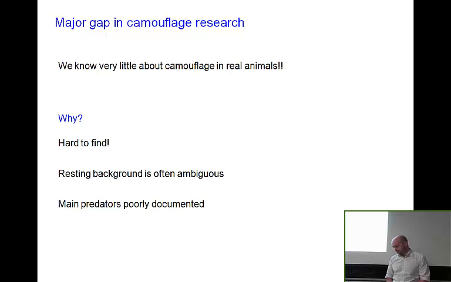Thing is, though, we know very little about camouflage in real animals out in the natural world. So what we have is this body of theory that we need to start applying to nature. And part of the reason is, by definition, camouflaged animals are very hard to find. So getting good sample sizes is difficult. In addition, the main backgrounds that the animals often rest on and the main predators are often poorly documented. And so conducting a natural study looking at survival of real species out in the wild and relating that to camouflage has often been very challenging.